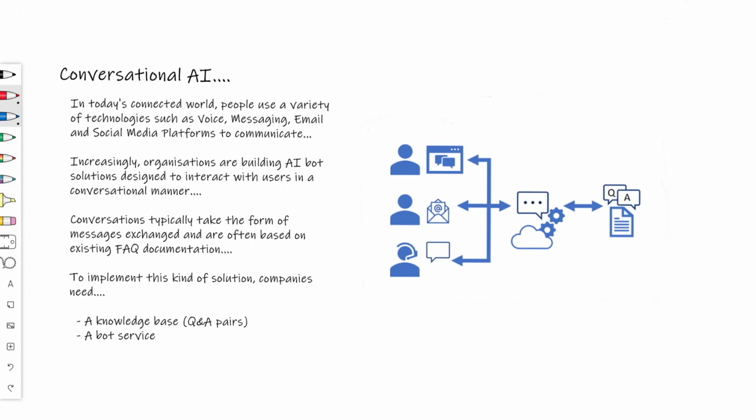Increasingly though, they're turning to artificial intelligence solutions that make use of bots to provide a first line of automated support through the full range of channels. To implement this kind of solution, companies need two services, a knowledge base and a bot service. So let's jump into our final demo and build this out for a fictitious travel company.